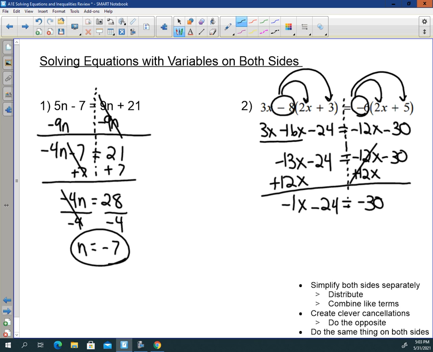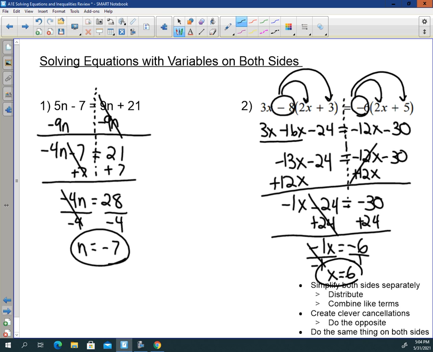Well, then we want to get rid of that 24, so let's add 24 to both sides. These cancel. I have negative 1x equals negative 30 plus 24. Counting up from 24, 25, 26, 27, 28, 29, 30, that is 6, or negative 6, sorry. And then let's divide both sides by negative 1. These cancel, and we have x equals 6.